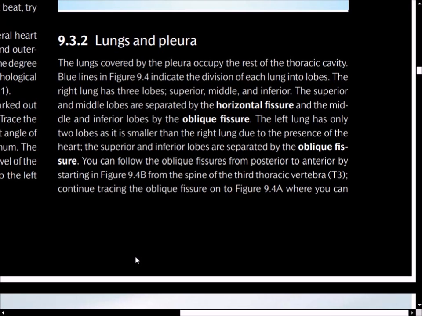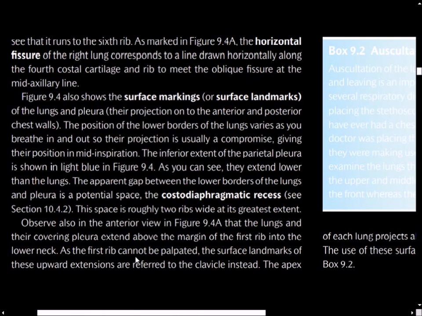It is smaller than the right lung due to the presence of the heart. The superior and inferior lobes are separated by the oblique fissure. You can follow the oblique fissure from posterior to anterior by starting from the spine of the third thoracic vertebra, T3. Continue tracing the oblique fissure, where you can see that it turns to the sixth rib as marked.